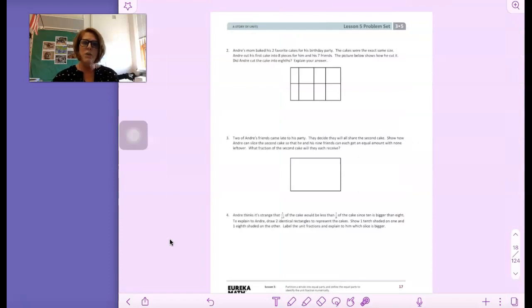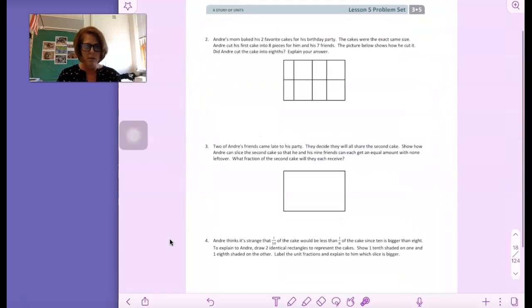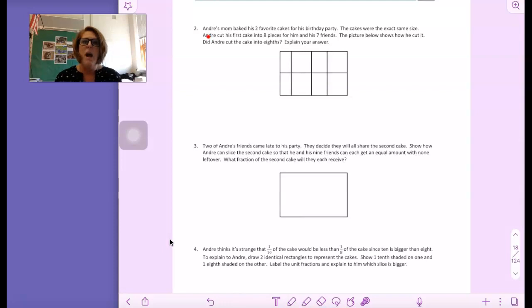Let's go on to number 2. Read it with me. Andre's mom baked his 2 favorite cakes for his birthday party. The cakes were the exact same size. Andre cut his first cake into 8 pieces for him and his 7 friends. The picture below shows how he cut it. Did Andre cut the cake into 8ths? Explain your answer.